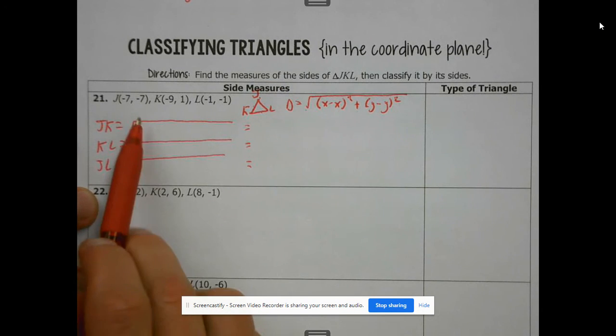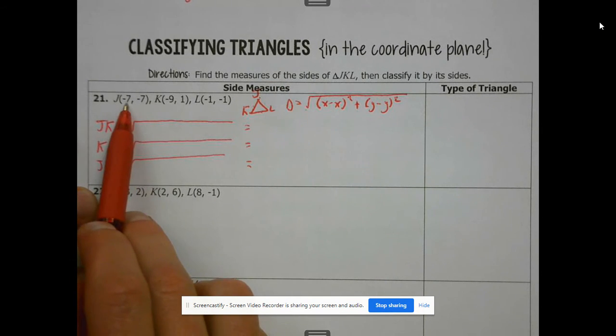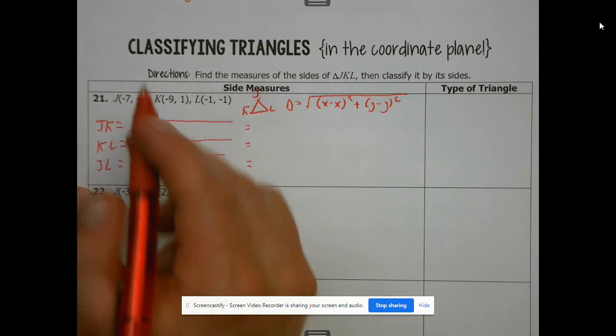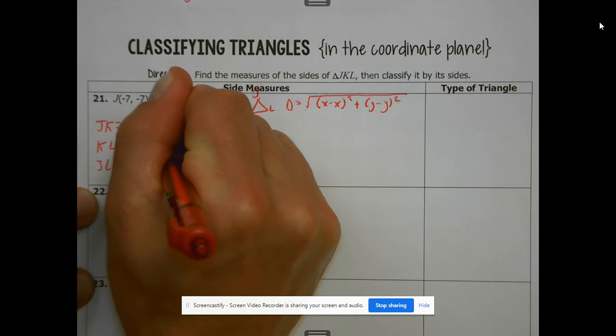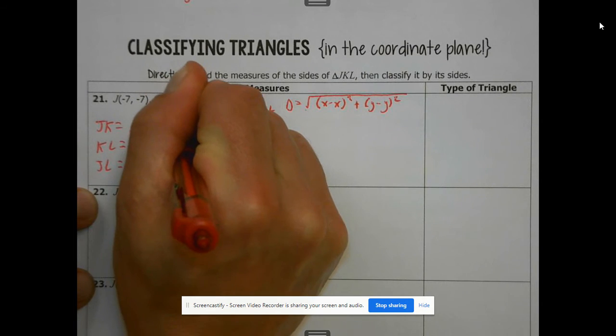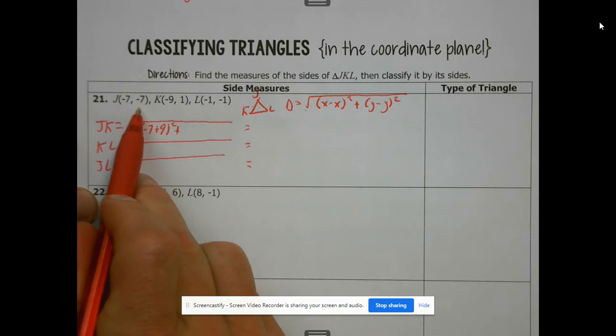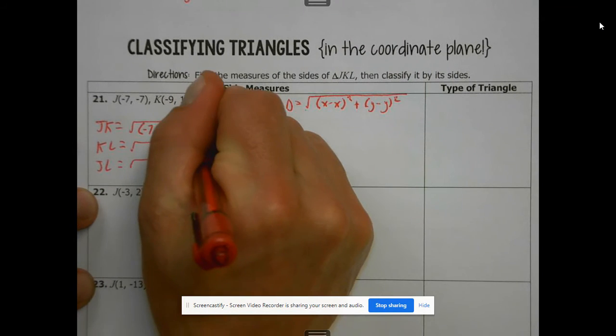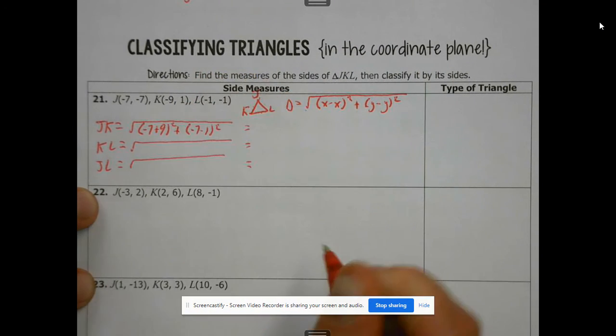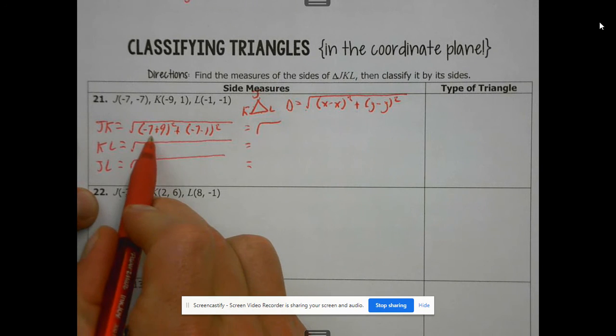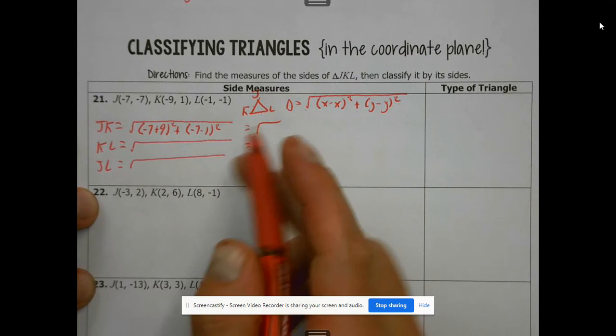All right, so J and K, using these 2 points first, I have to subtract the x's. I'm going to go -7 minus a -9, and remember, it turns into a plus. Subtract the y's, -7 minus 1. Square it. If you type in the stuff underneath the square root, that comes out to be 68.